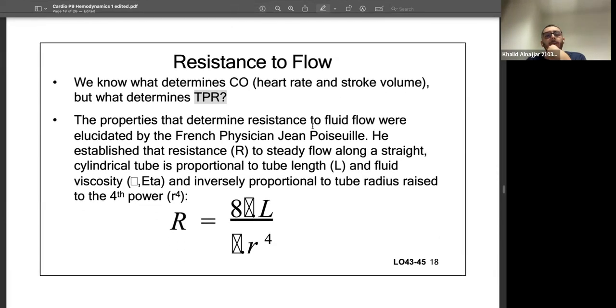The properties that determine resistance to fluid flow were described by the physician Jean Poiseuille, and he created this law, this equation right here. Let's explain it. He established that resistance to steady flow along a straight cylindrical tube or a vessel, for example, is proportional to the tube length and fluid viscosity, and inversely proportional to the tube radius raised to the power of 4.